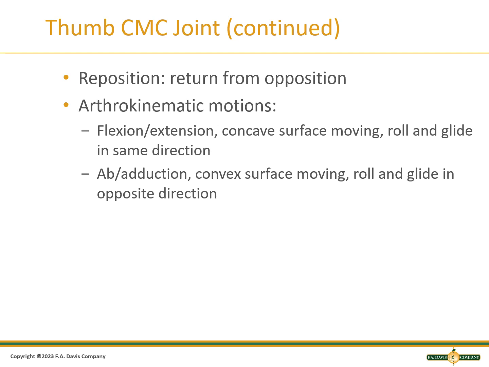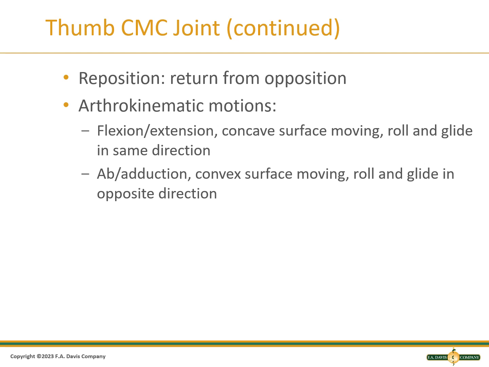For thumb abduction and adduction, the convex surface is moving with the roll and glide happening in the opposite direction. And it's important to remember that this is happening because of that saddle shape of the joint. And so it's still an open chain motion that we're talking about, but because of the saddle shape, we have a convex area in one space and a concave area in another space on the same side of the articulating surface. So for thumb abduction, we see a lateral roll and a medial glide.